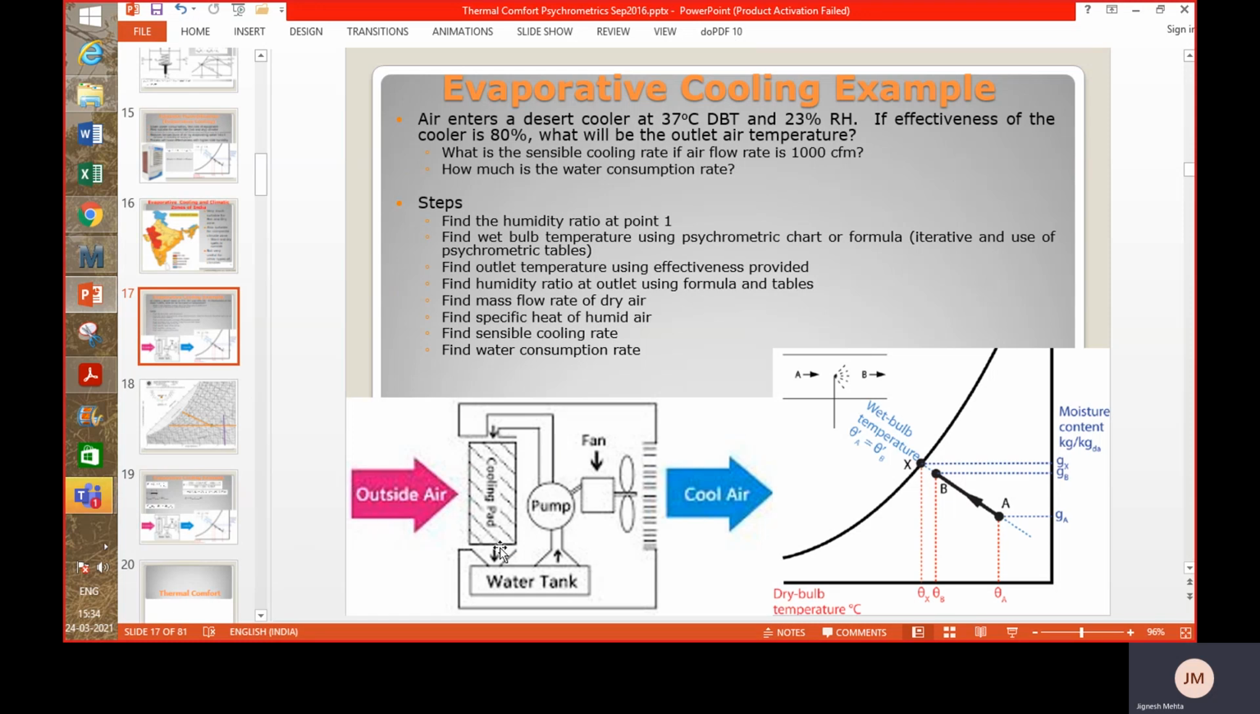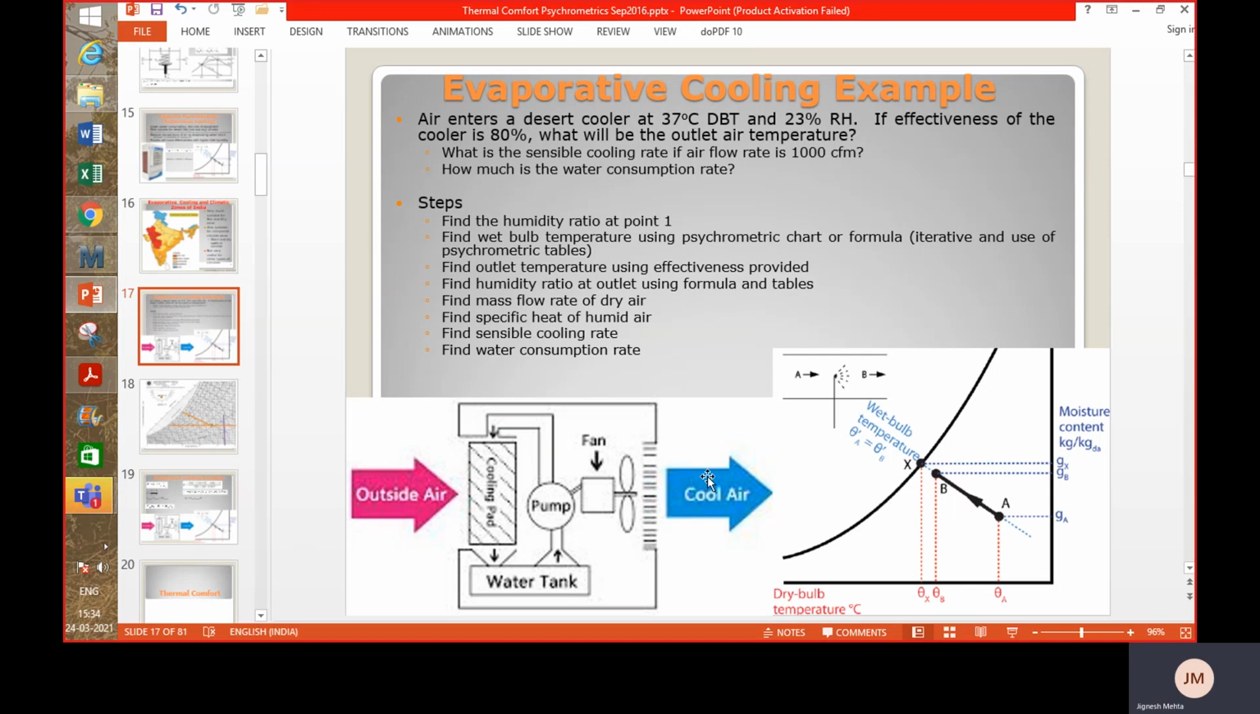The outside air is coming in, and then there is a water tank, and there is a pump, probably a submersible pump, which creates water sprays and wets the cooling pad, and there are channels of air through which the air is passing. There is a fan which is drawing the air. Air comes in intimate contact with the water film. Some water evaporates, which reduces the temperature of the air, and the cool air is delivered.